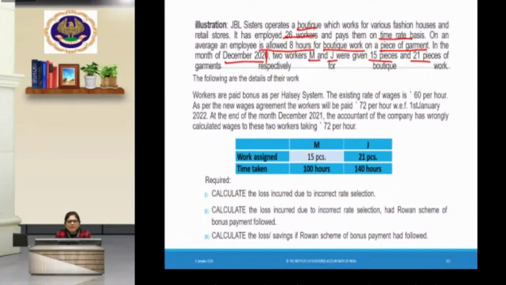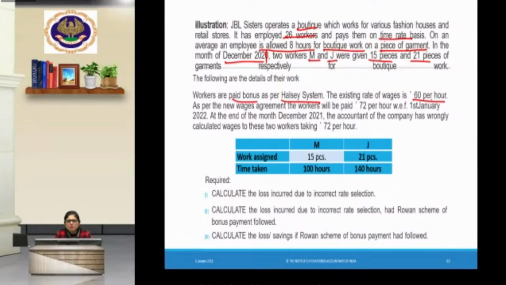The following are the details of their work. Workers are paid bonus as per Halsey system. The existing rate of wages is 60 per hour. So Halsey system is the bonus. Clear? And the normal wage rate, the basic wage rate, is 60 per hour.